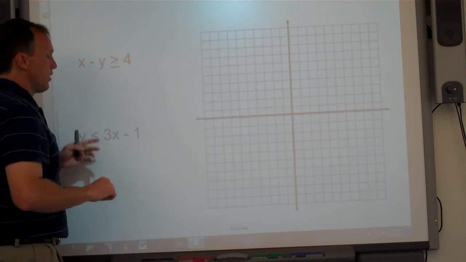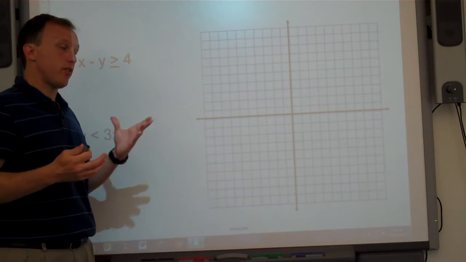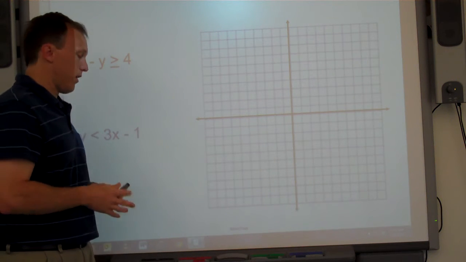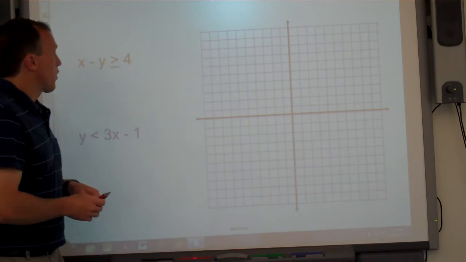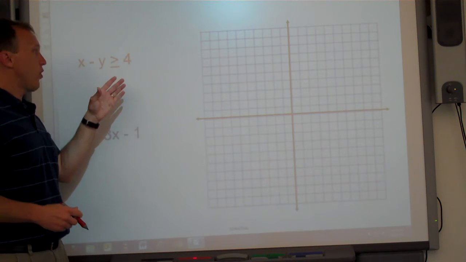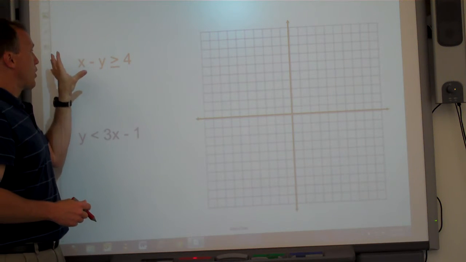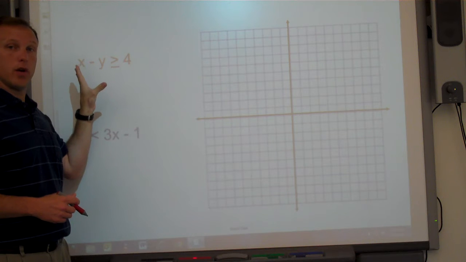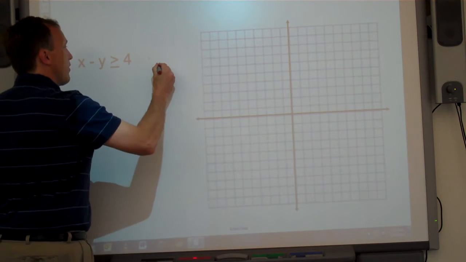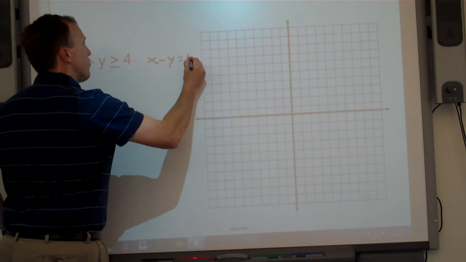Once we've learned to do that, we're then going to ask, what happens if we're asked to graph multiple linear inequalities on the same coordinate plane? What are we after there? Well, we're going to start in the same way. We're going to take a look at this and graph it just like it were a linear equation. So we're going to really treat it as if it were x minus y equals 4.